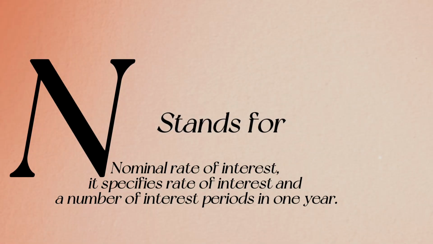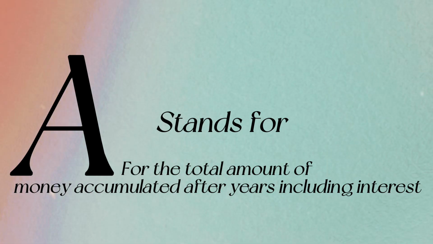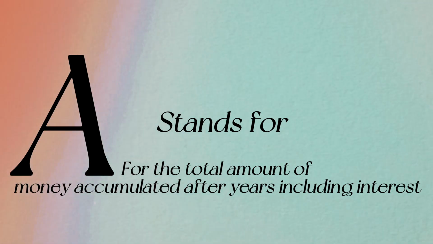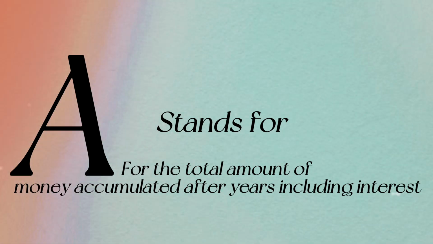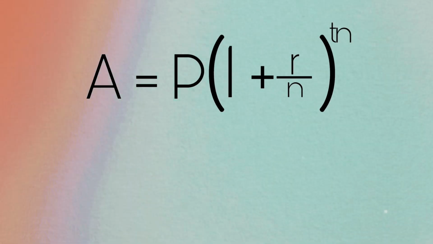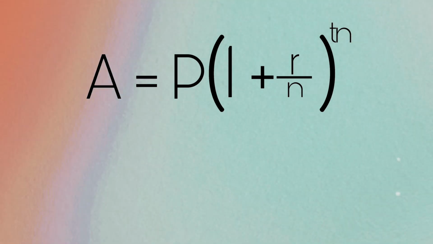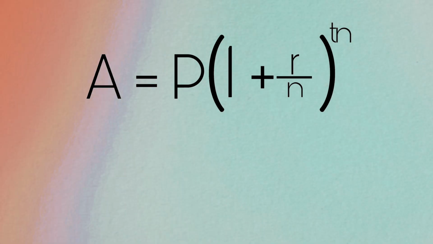N stands for nominal rate of interest. It specifies the rate of interest and the number of interest periods in 1 year. A stands for the total amount of money accumulated after years including interest. This is the formula we will use for this problem. A is equal to P times (1 plus R over N) to the power of T times N.